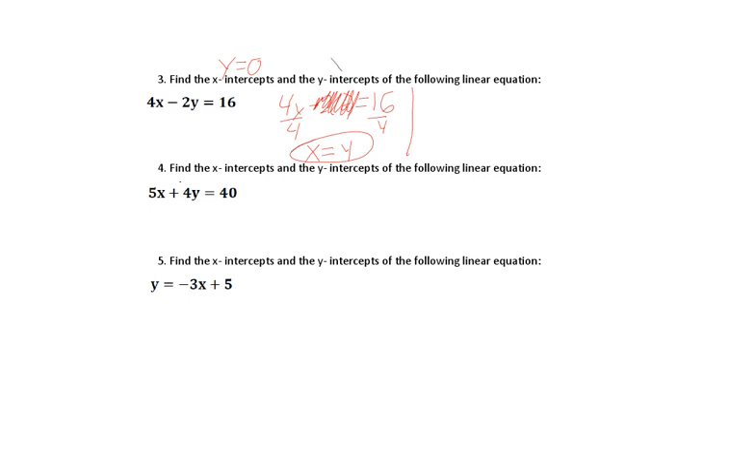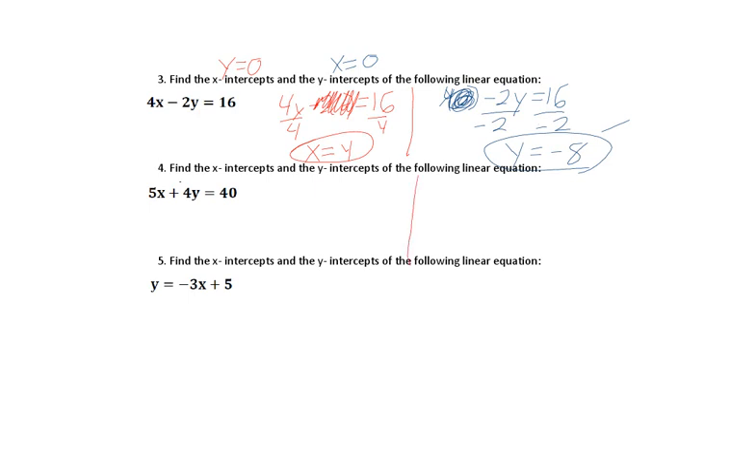For the y-intercept, we're going to replace x with 0. So you get 4 times 0 minus 2y equals 16. 4 times 0 is 0, so that goes away. And from there, we can divide by negative 2. So you get y equals negative 8. And those are your x-intercepts and your y-intercepts. Let's do the same thing for number 4.